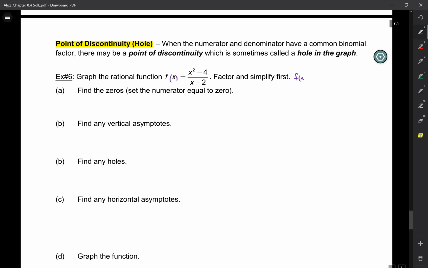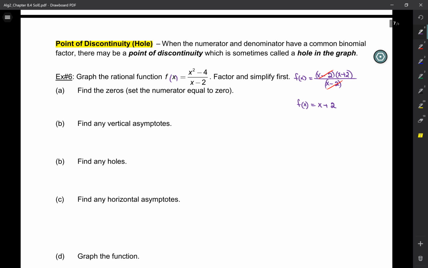f of x is (x minus 2)(x plus 2) over (x minus 2). Now, normally we would have said, oh, x minus 2 is just going to be a vertical asymptote. But no, because it cancels with the numerator. So now that x minus 2 is no longer a vertical asymptote. Once I've simplified, I have f of x is equal to x plus 2.